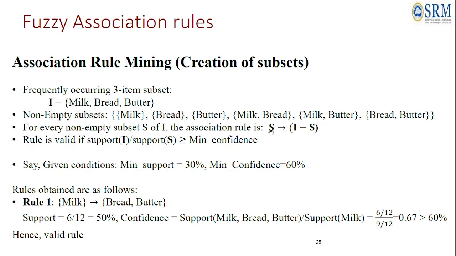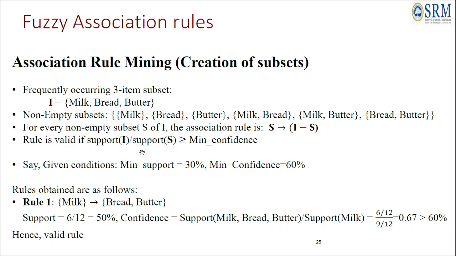So if S is milk, then association of milk with whom? This I minus S is what? Say I is my milk, bread, and butter. So if S is milk, then milk, bread, butter minus milk gives me the association of milk with bread, butter. Milk, bread, butter minus milk is bread, butter only, right? So mapping from milk to bread, butter. And the rule is valid. So like this we can frame all the rules.